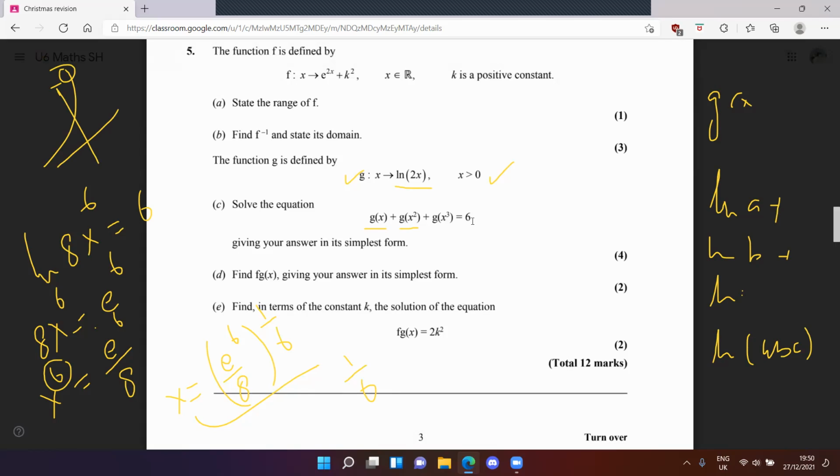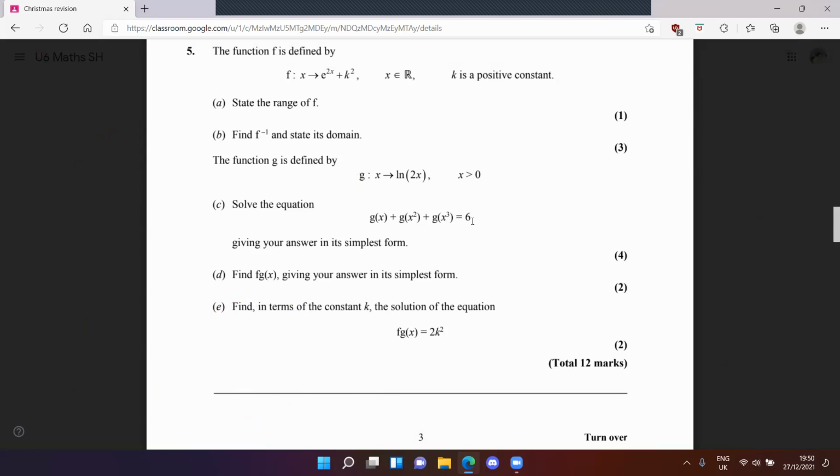Do you think I have to find the decimal value? If I just leave it like that, because it says simplest form, that's the simplest form. You don't have to find the decimal value.